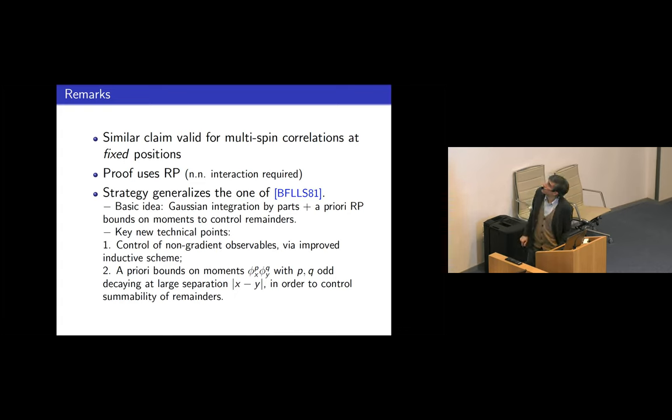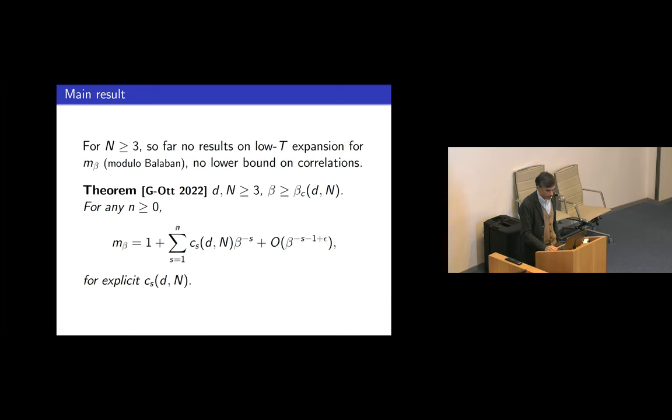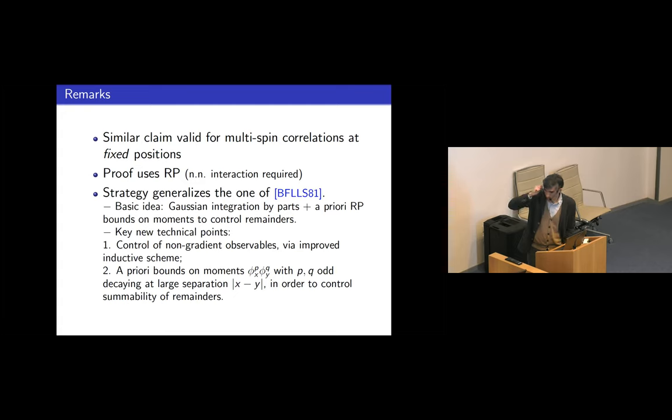So what is the difference compared to Bricmont and collaborators? As I mentioned, the key is to find an inductive scheme in the precision n, and in the degree of the monomial in the spin we are considering. So an inductive scheme to control non-gradient observables, in particular the one-point function giving the magnetization. On top of that, in order to get this control on non-gradient observables, we need some a priori bounds on moments of the form phi x to the p, phi y to the q, with p and q odd, that decay at large separation. So we use reflection positivity also to get some a priori bounds on the average of observables of this sort that we need to insert inductively in the inductive scheme.